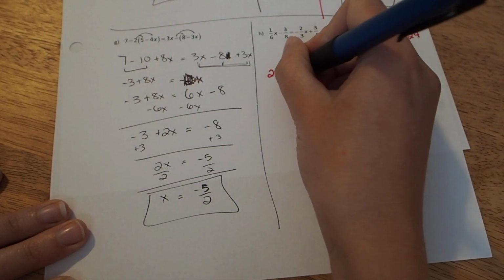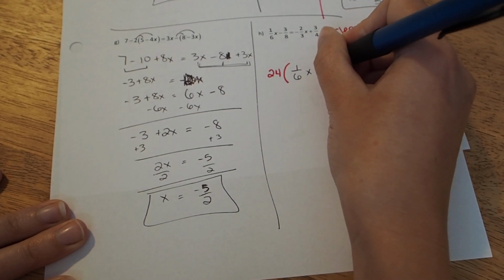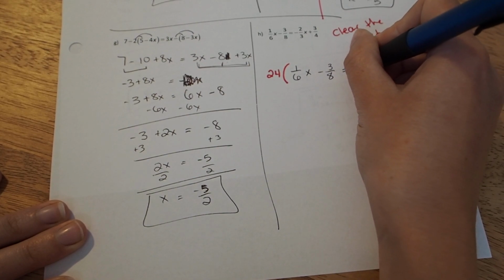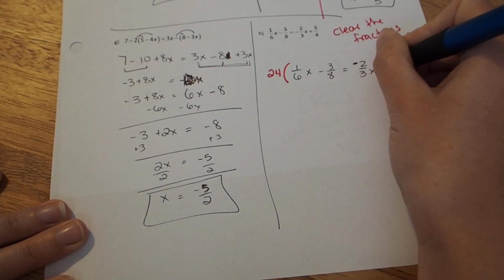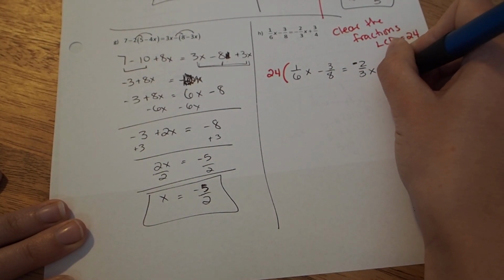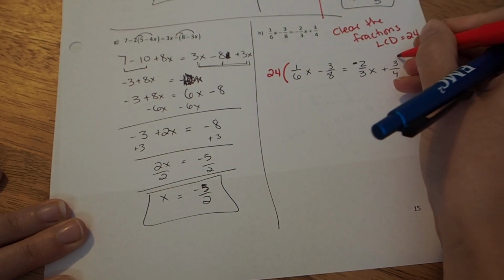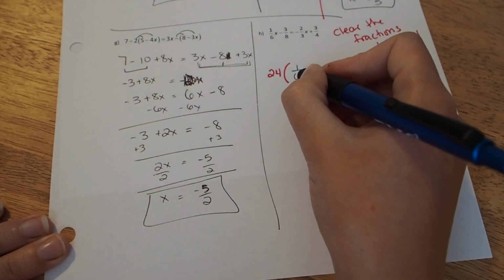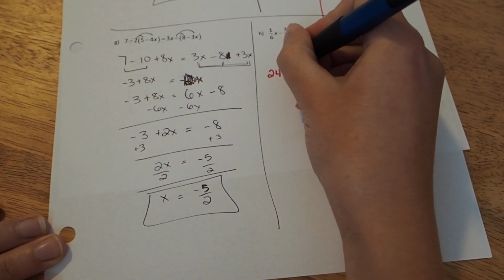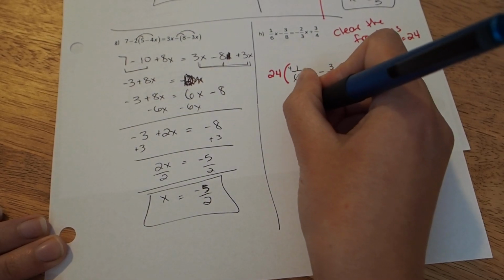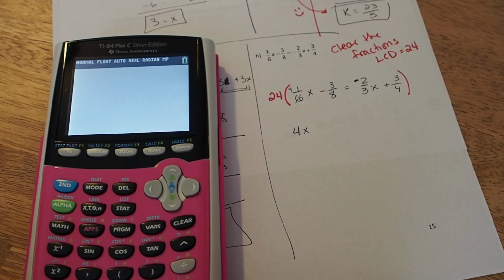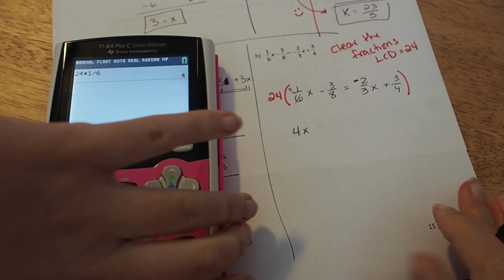Okay, so we're going to take 24 and multiply it by everything. So I've got 1/6 x minus 3/8 equals negative 2/3 x plus 3/4, all of that times 24. Your calculator can really help you out right here. You know that 6 goes into 24 4 times, that's going to be 4 times 1 is 4x. But if you're having a little more difficulty with your fractions, just go ahead and multiply 24 times 1/6. It's 4, so you have your 4x there.